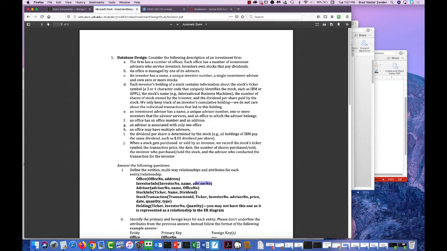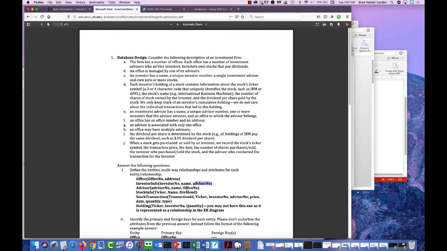Now with a stock, we said an investor's holding of a stock contains information about the stock's ticker, the stock's name, the number of shares owned by the investor, and the dividend per share paid by the stock. Yet down here, you don't see number of shares or investor. You just see stock, ticker, name, dividend. And that's where you have to start exercising some judgment.